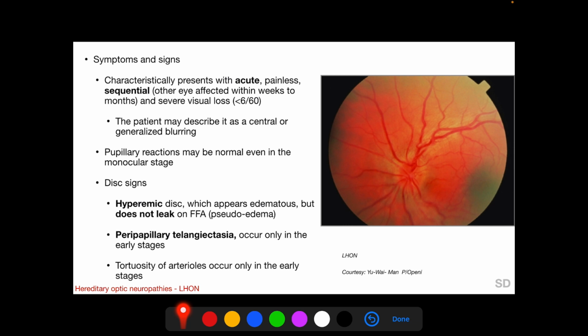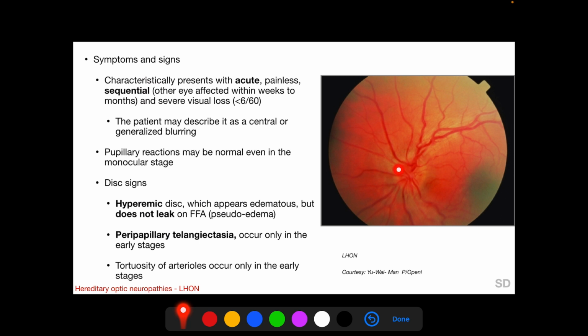LHON characteristically presents with an acute visual loss which is painless and sequential. Sequential is a very important term for LHON, that is, the two eyes are not involved simultaneously. One eye is affected followed by another, and there may be a gap of weeks to months between the two eyes, and the visual loss is severe. The patient may describe it as a central or generalized blurring. Pupillary reactions may be normal even in the monocular stage when one eye is affected and the other eye is yet to become affected.